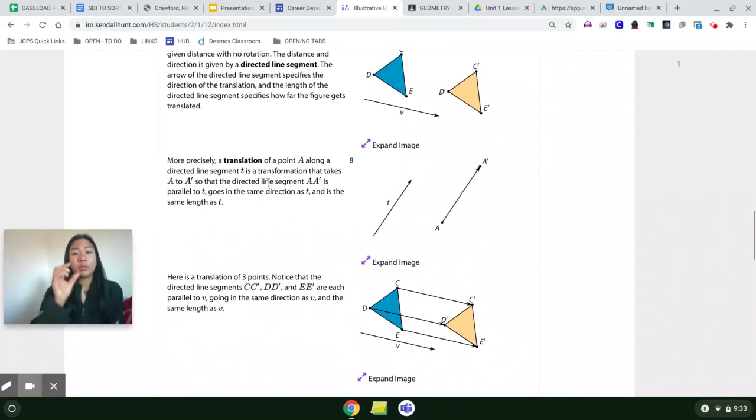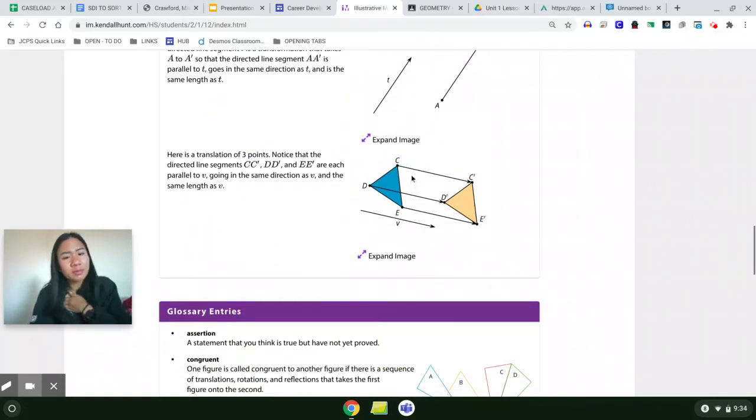A translation is when you move a point in a direction of a line, okay? They're always going to be parallel. More precisely, a translation of a point A along the directed line segment is a transformation that takes A to A prime, so that the directed line segment is parallel to the... So basically, when you connect the line from original to copy, so A to A prime, this line that's created is the same parallel distance as the vector that's chosen, okay?